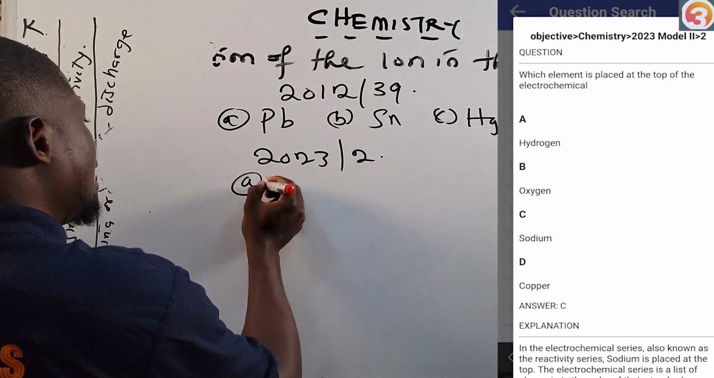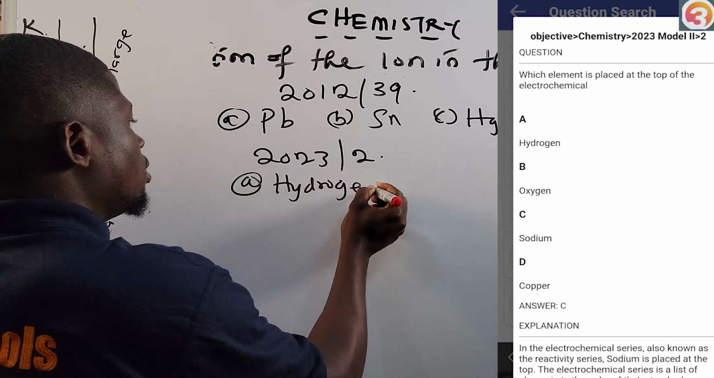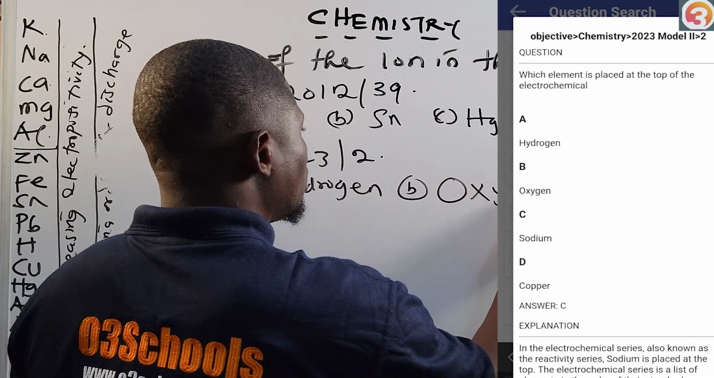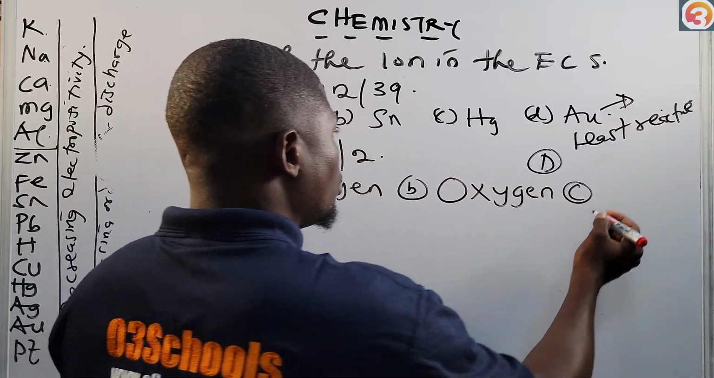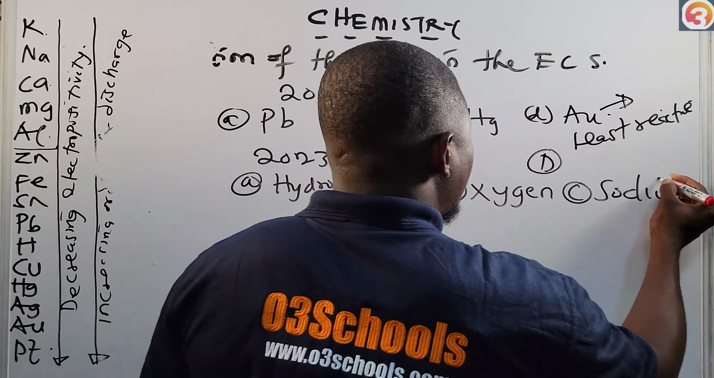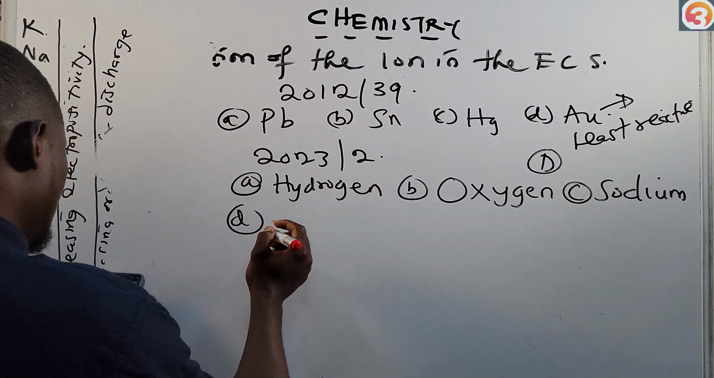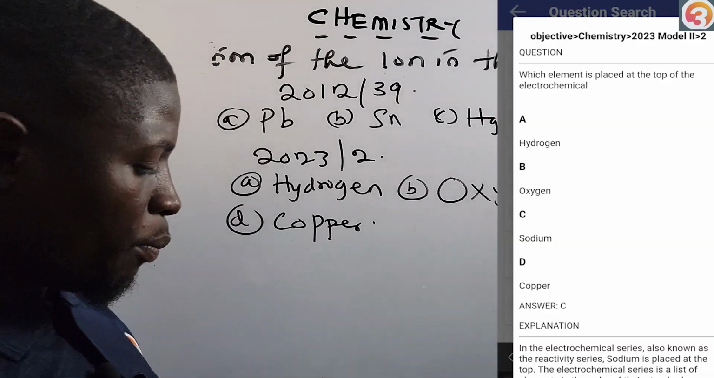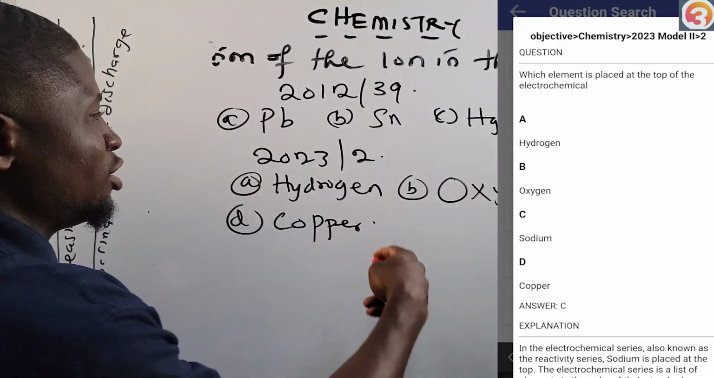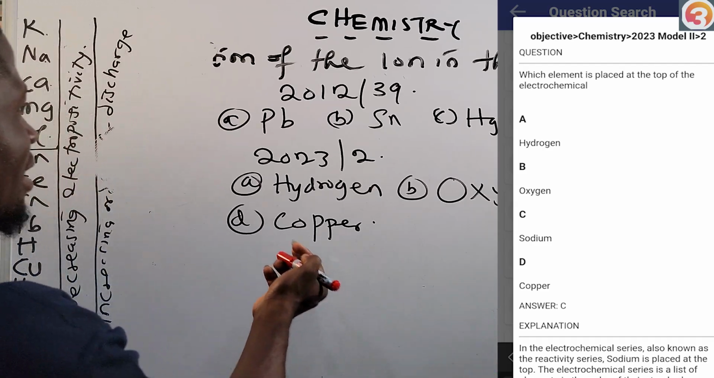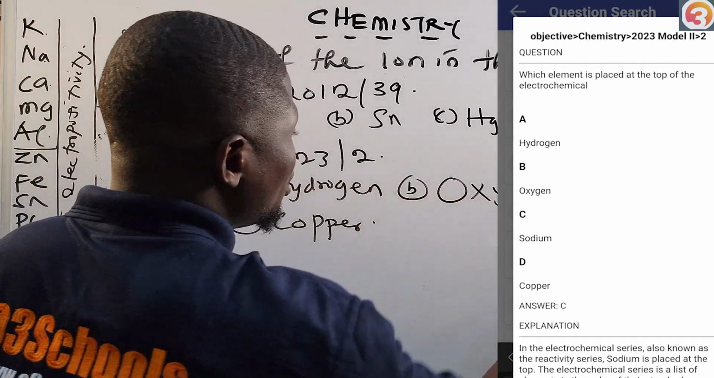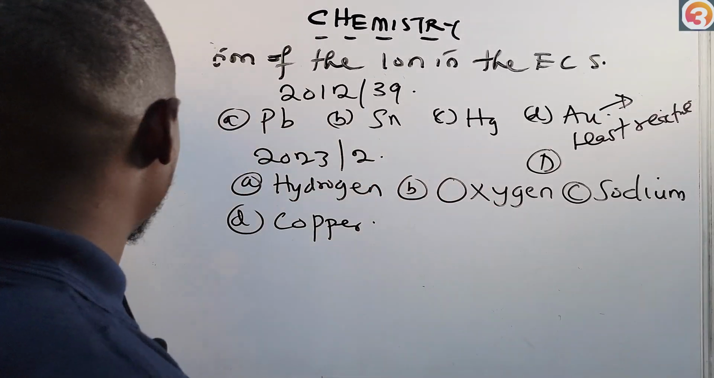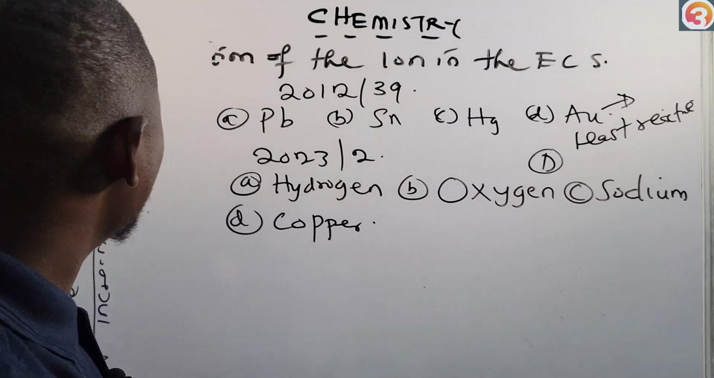Okay, A, we are given hydrogen. B, we are given oxygen. C, we are given sodium. Then D, we are given copper. Now they say which element is placed at the top of the electrochemical series. Obviously, we cannot see potassium here, so we go to the next one. I can see sodium. This is Na, this is sodium. They did not put the symbols, they put their full name. So know that Na is pronounced as sodium.